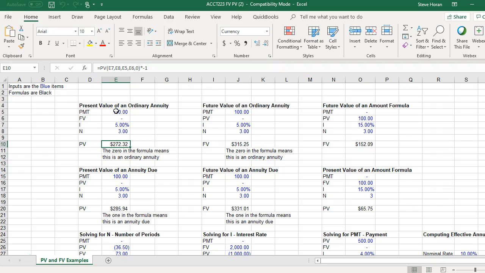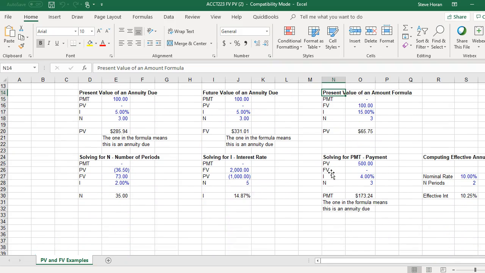Anything that's in black is a formula. So I've set this up where, depending on the type of problem you're solving for, you can go into here and enter the appropriate amount to solve for the answer. So this is broken out between annuities and present value or future value of a single amount. So I've got present value of an ordinary annuity, future value of an ordinary annuity, and down here it's annuity due, present value, future value of annuity due, future value of an amount, present value of an amount.